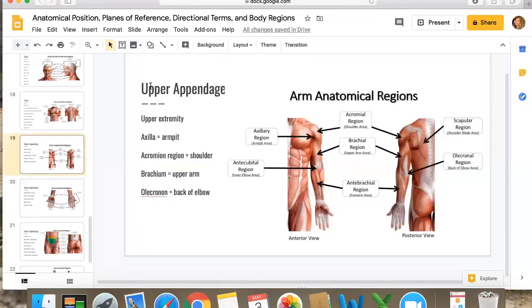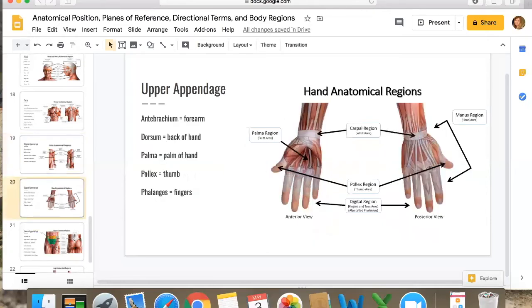Now we have the upper extremity, or as part of the upper appendage. So the upper extremity, in lay terms, is the arm. The axilla is the armpit. Acromion is the shoulder. Brachium is the upper arm. So kind of think of the part where your biceps are. That's your brachium. And then the olecranon, which is the back part of your elbow, if you will.